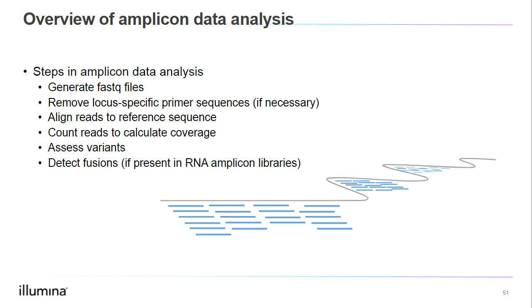We count the reads aligning to each amplified region to understand the coverage of each target. We characterize the variants, so any bases or regions that differ from the reference sequence. This step includes detecting SNVs and indels. And then for some RNA-based samples, we will assess reads for evidence of RNA fusion events.